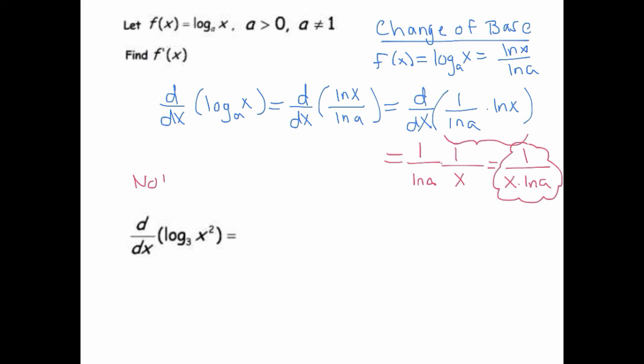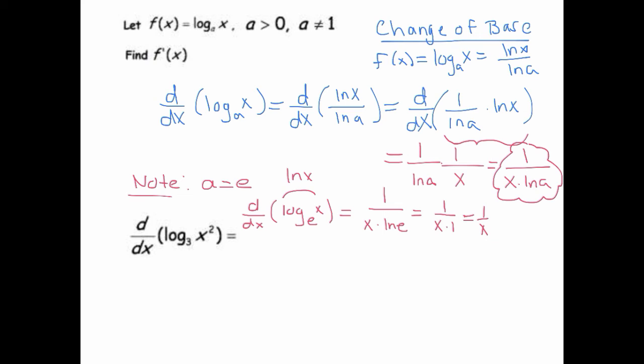You may note too that when a is equal to e, log base e of x is just the same as ln of x. According to this rule, the derivative is 1 over x times ln of e, but ln of e is just 1. So natural log is a very special case of this more general rule for the derivative of log functions.